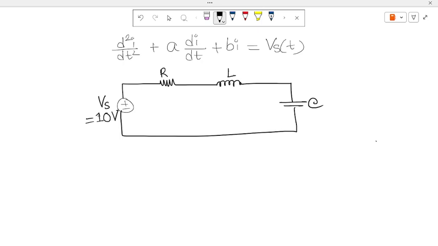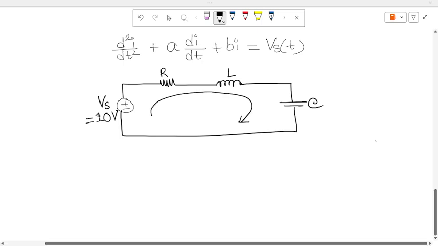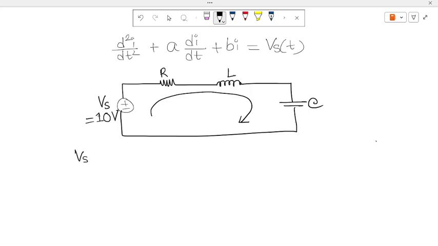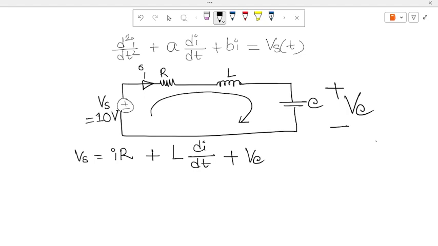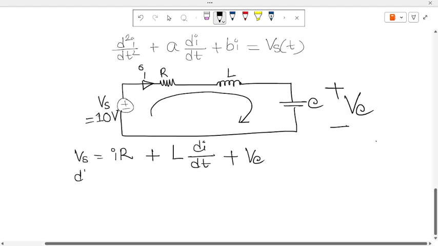Okay, so now if I take a KVL in this loop, I will have Vs. The voltage across the resistor is IR if the current is I. Then the voltage across this inductor is L di by dt, and let's say the capacitor's voltage is Vc. So let's write here Vc. Now you have to differentiate this equation again with time, and if you do this you will find R di by dt plus L d square I by dt square plus dVc divided by dt.